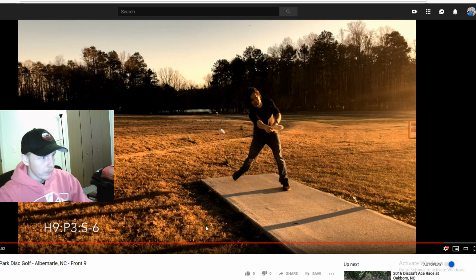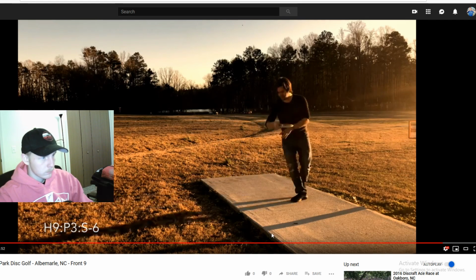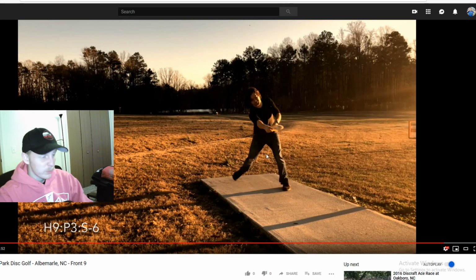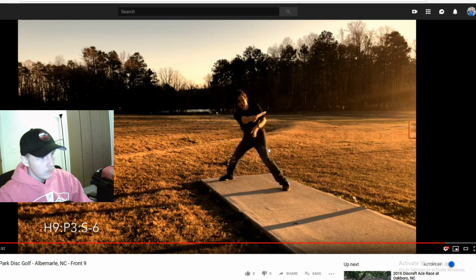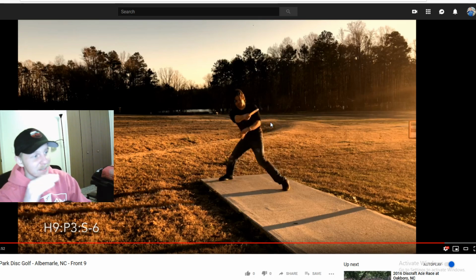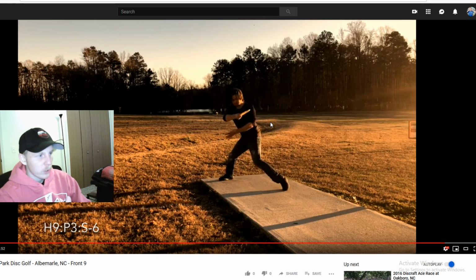Go frame by frame here. There, his reach back is peaked and his front foot hasn't touched the ground yet. But, and see, that's one of the things I'm thinking about doing a whole video on, reach back, because his reach back starts here, and then if you reach back early, the disc has a chance to lift. And that's not what you're looking for. That lift is almost always going to cause a nose up release.